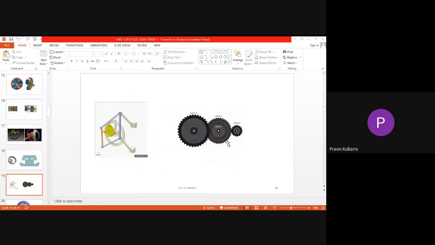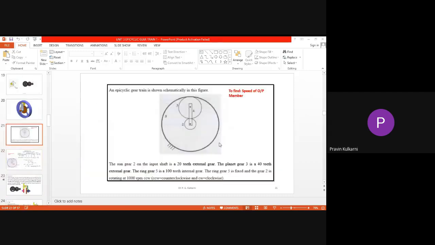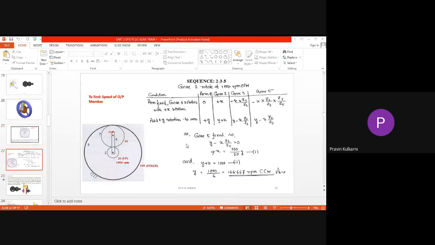We skip all these arrangements. Now, a short numerical may be there that you have to see, because for the NSEM exam, I think such a numerical was asked. So you have to remember the procedure. The procedure is to find out the speed.